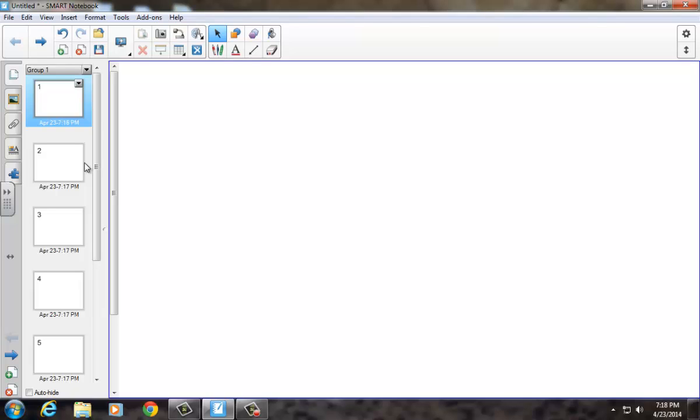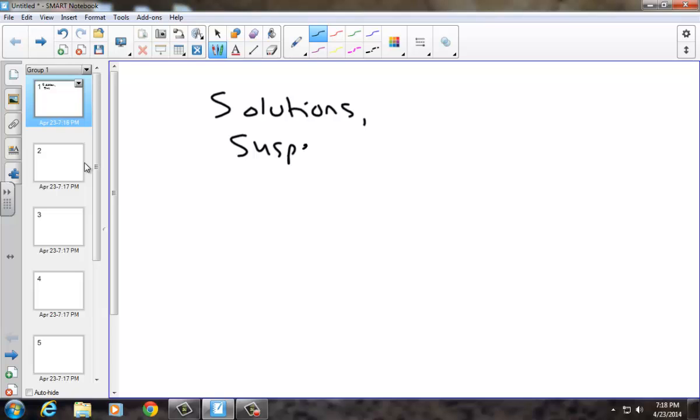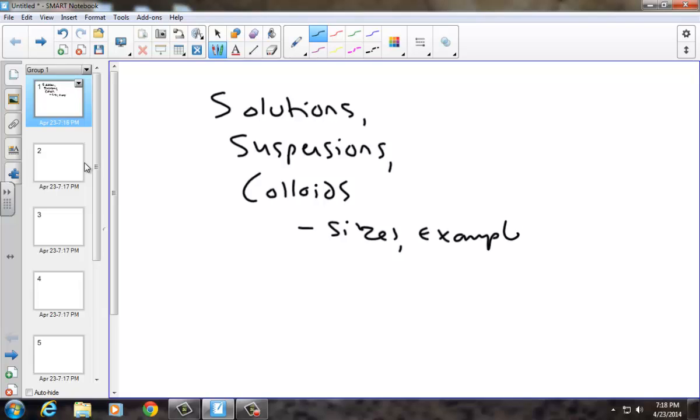So, first thing for chapter 12 you need to know is solutions, suspensions, colloids. You need to know sizes, examples, and explain what they are. So you need to know all about that.